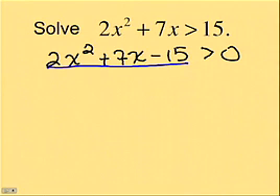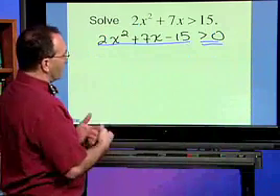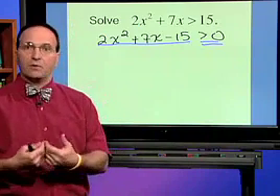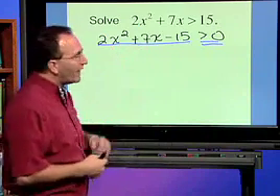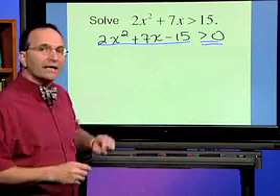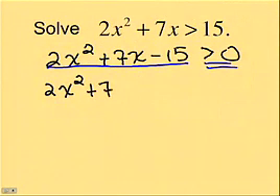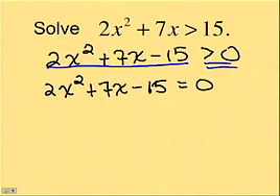And what we're interested in knowing is when is that parabola positive, which means when does it lie above the x-axis? Well, the first thing to do then would be determine when does the parabola cross the x-axis. That is to say, what are the x-intercepts? And we find that by solving the corresponding equation. In other words, we take 2x squared plus 7x minus 15 equaling 0. And we solve this particular equation, and we do that by factoring.